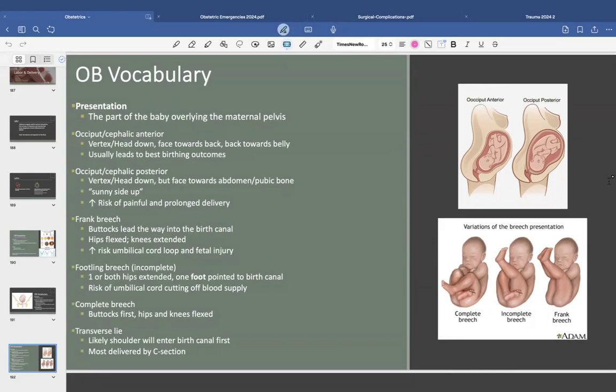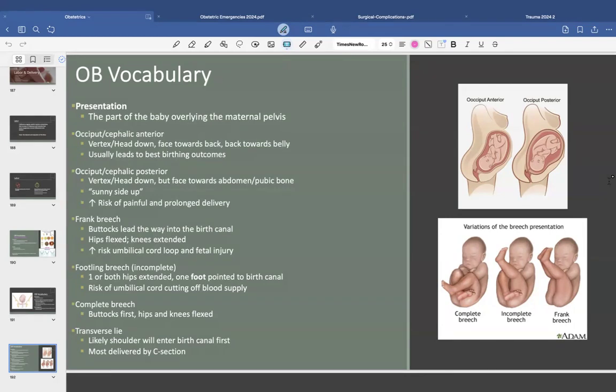The first position listed is occiput cephalic anterior. This is when the head is down. Another word for head down is vertex. So if you're going into OBGYN, you may hear vertex, cephalic, or head down. Looking at the picture at the top, occiput anterior, you can see the face is towards mom's back and the baby's back is towards mom's belly. This is ideal. This is usually the best birthing outcome.